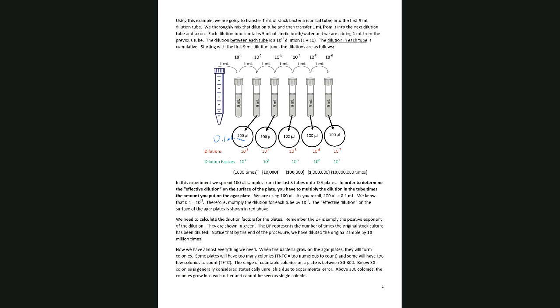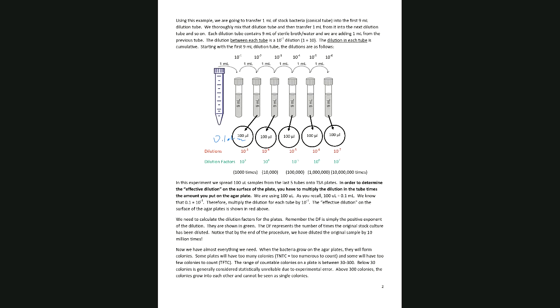So if you multiply this, a 10 to the negative 1, times the dilution in the tube, you get the effective dilution on the surface of the plate, which is 10 to the negative 3. So if you are taking samples that are not 1 milliliter, you have to multiply the volume that you take times the dilution of that tube, and that gives you the effective dilution on the surface of the plate.